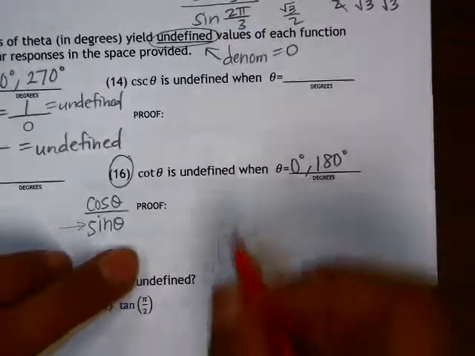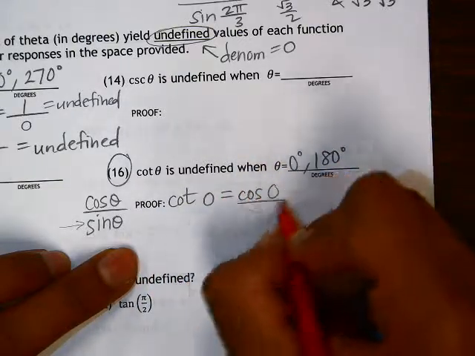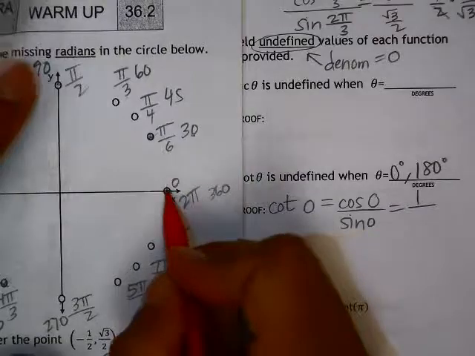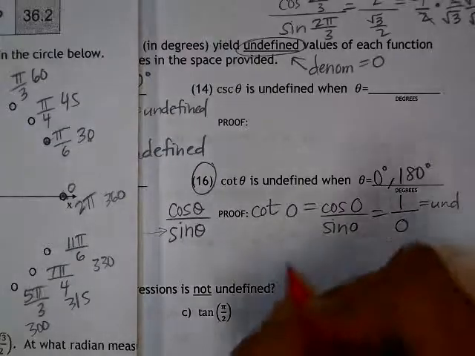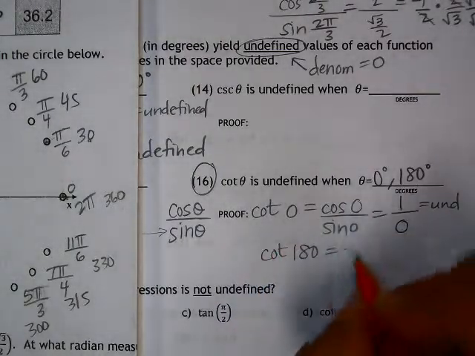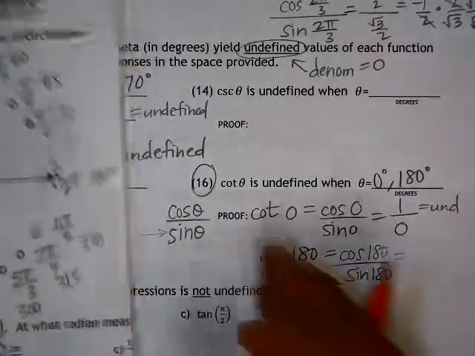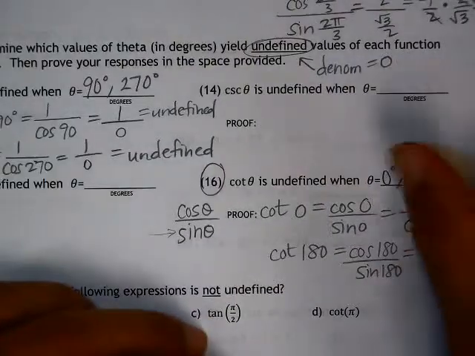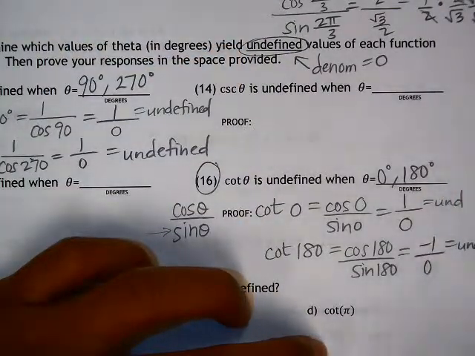If we prove that, let's go ahead and show that cotangent of 0 equals cosine of 0 over sine of 0. Cosine of 0 degrees is equal to positive 1. Sine of 0 degrees is equal to 0. This is undefined. The cotangent of 180 degrees is cosine of 180 divided by sine of 180. The cosine of 180 is negative 1. The sine of 180 here is also equal to 0. Negative 1 divided by 0 is also undefined.